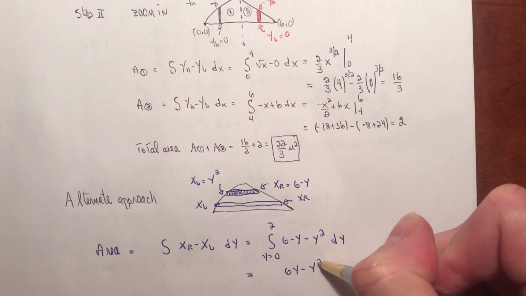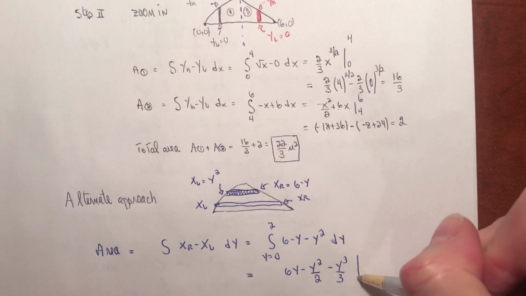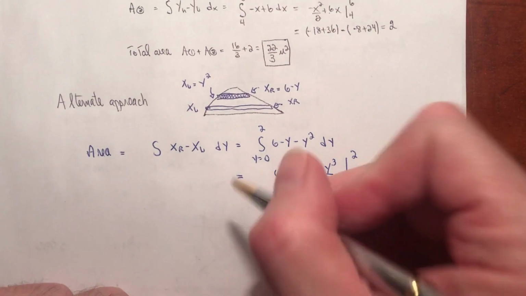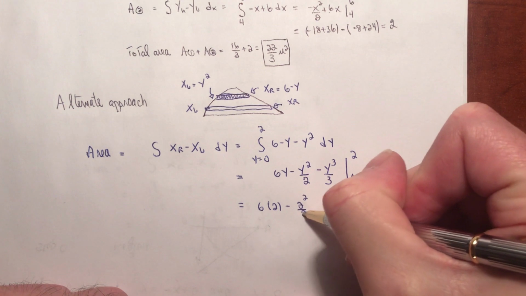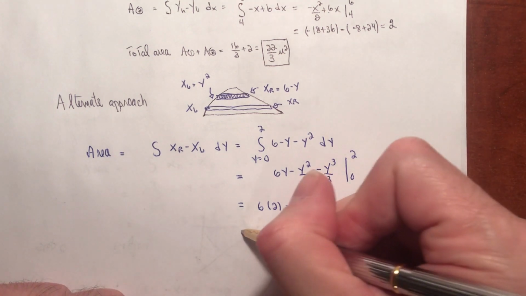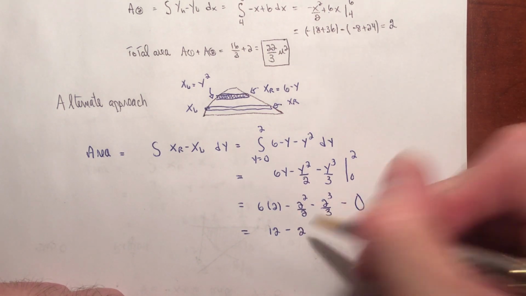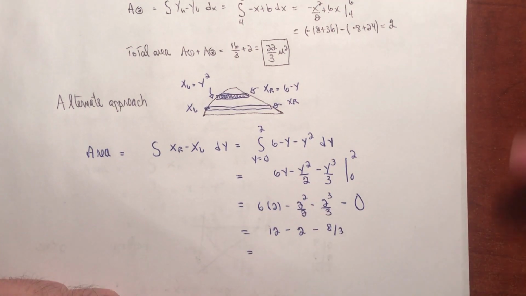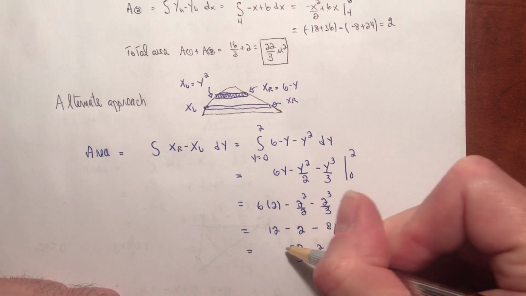6y minus y squared over 2 minus y cubed over 3 between 0 and 2. Lovely. So let's put that in. What do we got? 6 times 2 minus 2 squared over 2 minus 2 cubed over 3 minus a big bunch of zeros. That'll be 12 minus 4 over 2 is 2 minus 8 thirds. That's 10 minus 8 thirds. That's 30 minus 8. Yay, 22 over 3 square units.